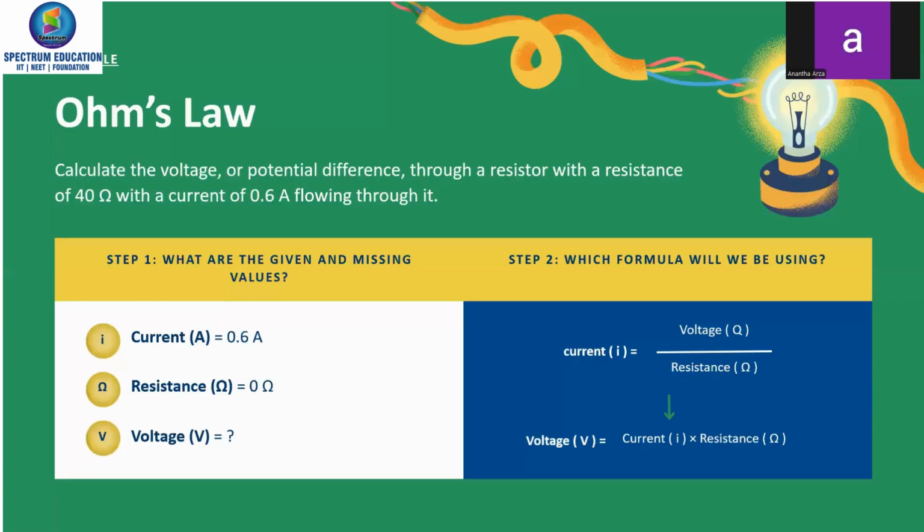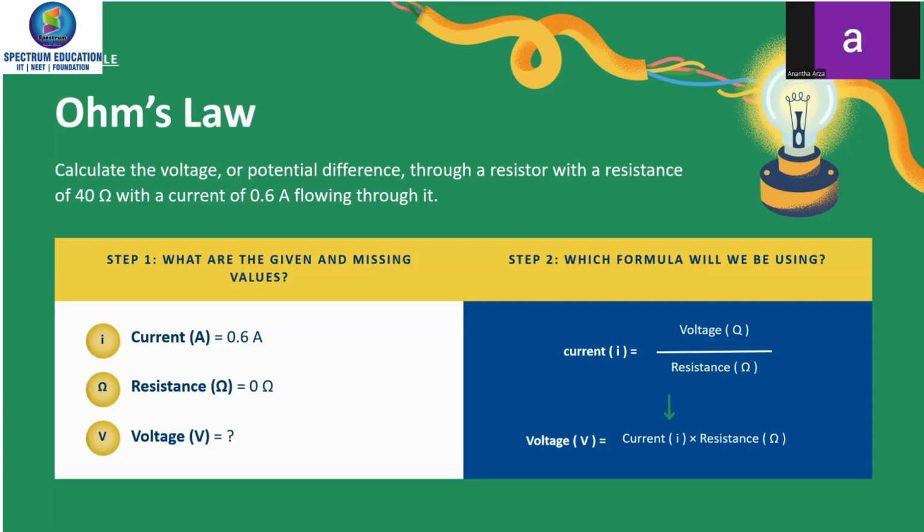Next, here is the example. Ohm's law: calculate the voltage or potential difference through a resistor with a resistance of 40 ohms with a current of 0.6 amperes flowing through it. Here are the steps to follow. First step, what are the given and missing values? Here, the given values are current and resistance. The missing value is voltage. Now we have to find out the voltage.